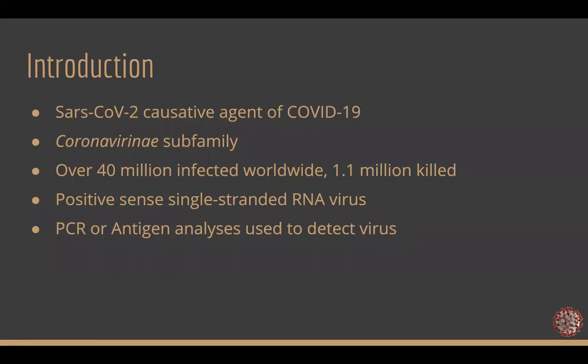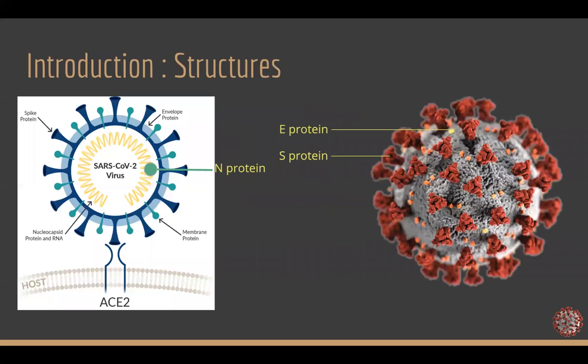Like most coronaviruses, SARS-CoV-2 is a positive sense single-stranded RNA virus. However, this virus has been shown to be more infectious and deadly. In order to detect this specific virus, diagnostic laboratories have developed PCR tests and antigen tests. In this specific PowerPoint, I will be further describing the PCR test.